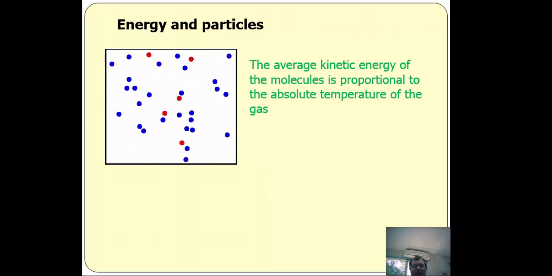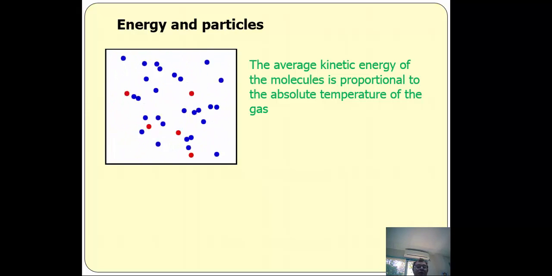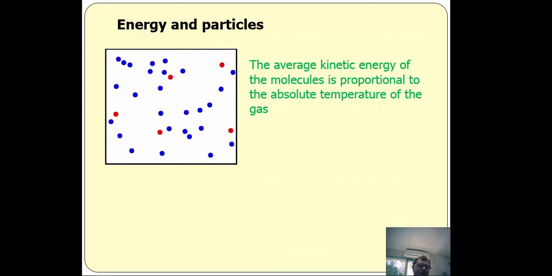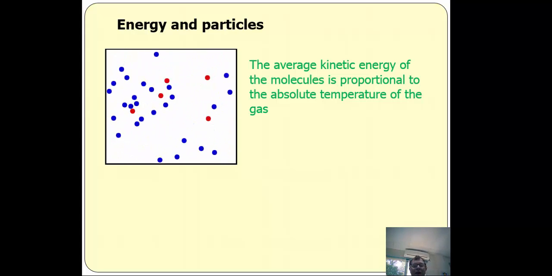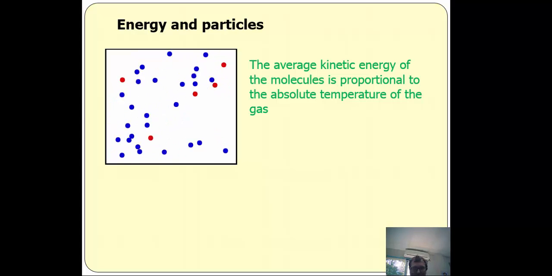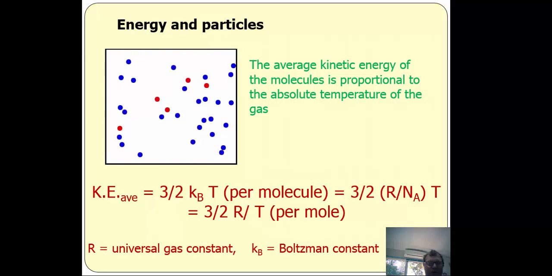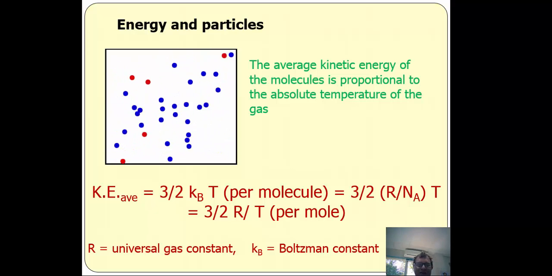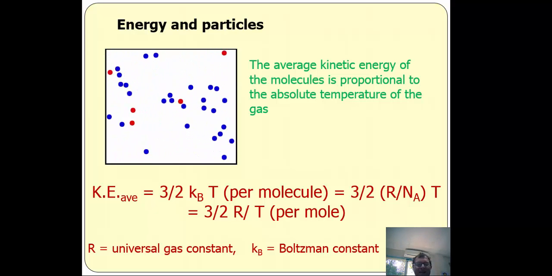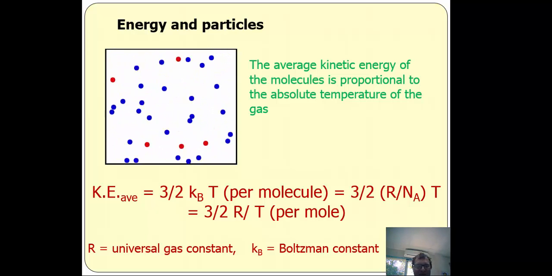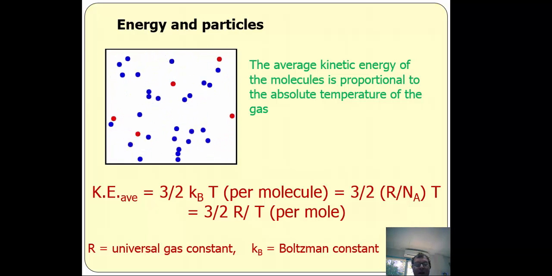We might have noticed early on, there should be a distribution of all the particles from going very, very slow to going very fast, and we have an average value. Now, if we put this into calculation, the average kinetic energy is equal to 3/2 Boltzmann's constant times temperature.